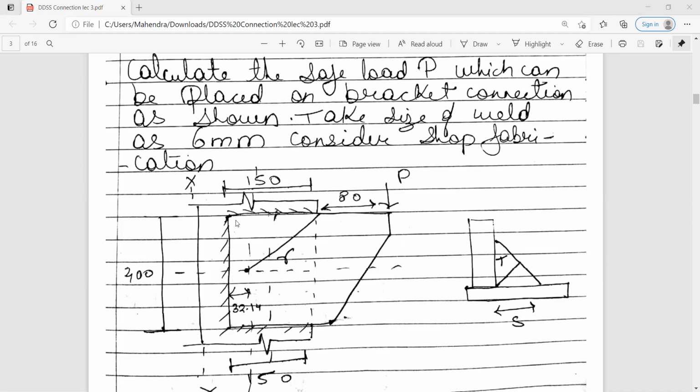And here this is the welding done to this bracket connection. This slanting line from the top and side, these are nothing but the welding done to these connections, to this bracket connection. And here you have to calculate the load P. So just write down the question and draw this diagram. Then we shall proceed for the solution.